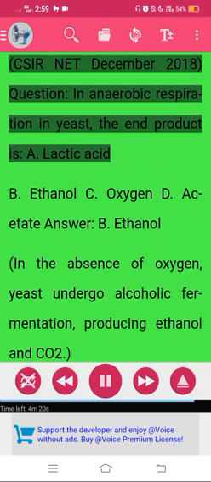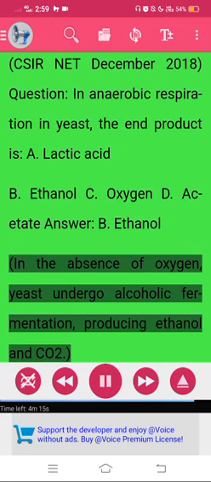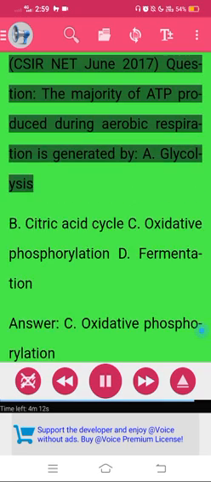CSIR NET December 2018 question: In anaerobic respiration in yeast, the end product is A. lactic acid, B. ethanol, C. oxygen, D. acetate. Answer: B. Ethanol. In the absence of oxygen, yeast undergo alcoholic fermentation, producing ethanol and CO2.